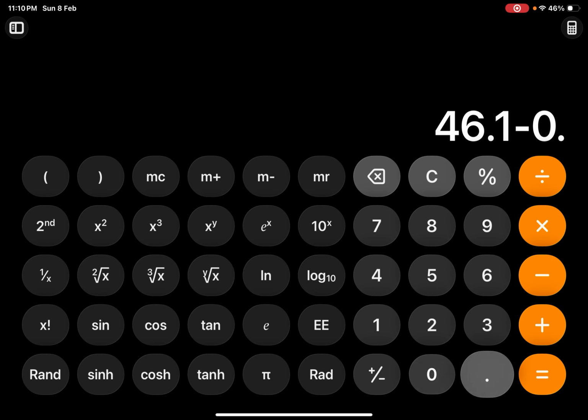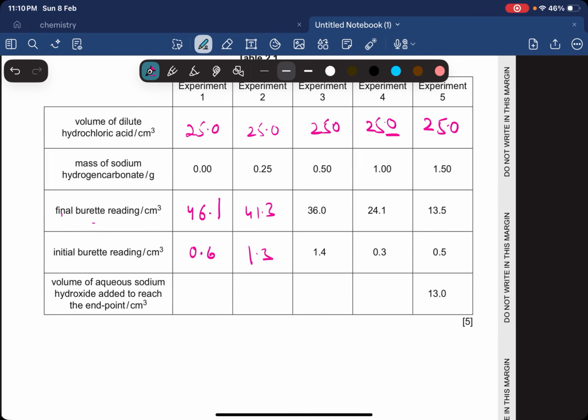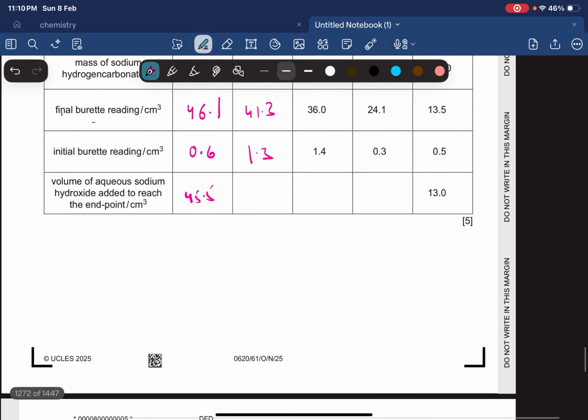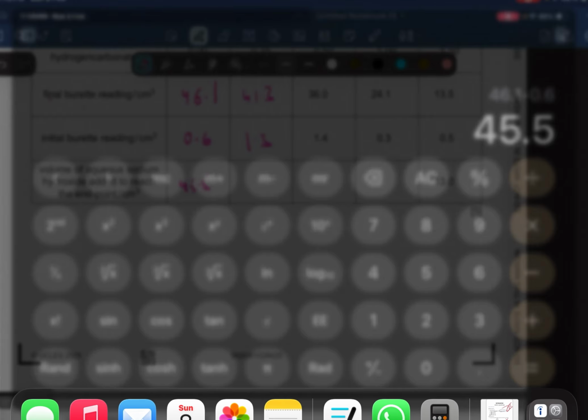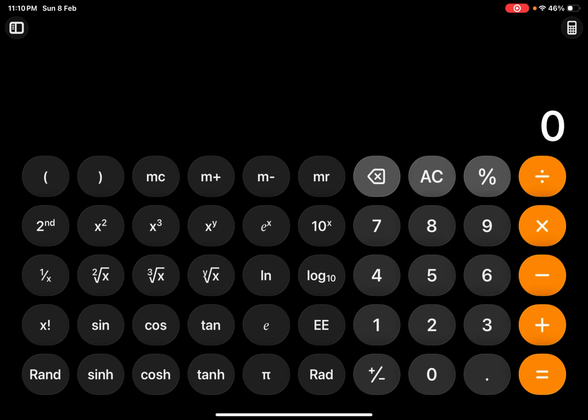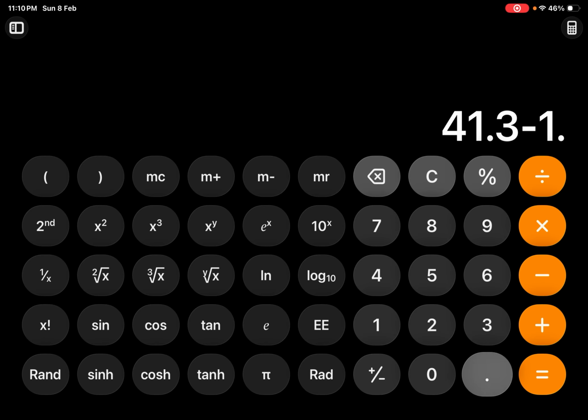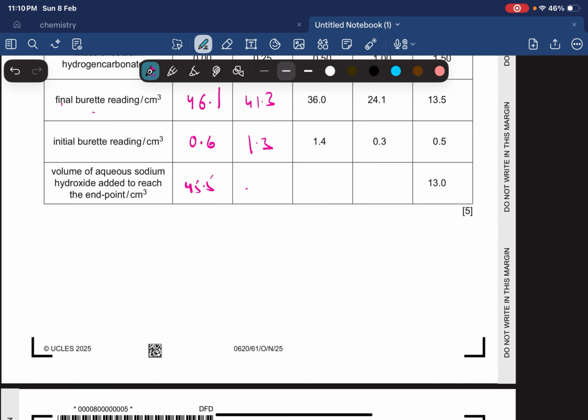46.1 minus 0.6, 45.5. 41.3 minus 1.3, 40. 40 नहीं लिखेंगे आप, 0.0 लिखेंगे. प्लीज़ डोंट मेक दिस मिस्टेक. अगर आप अपने मार्क्स कटवाना चाहते हैं तो 40 लिख लें. If you don't want your marks to be deducted, then write 40.0.